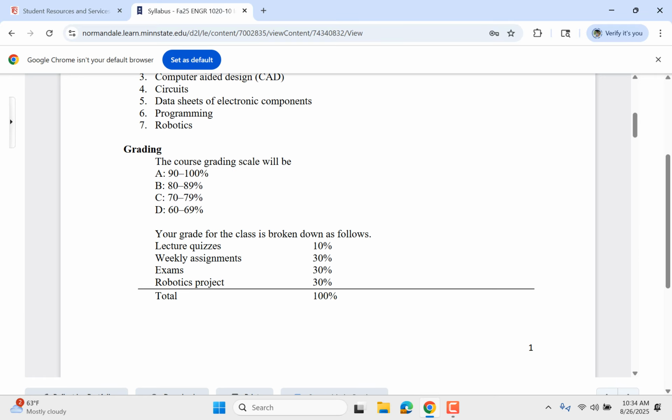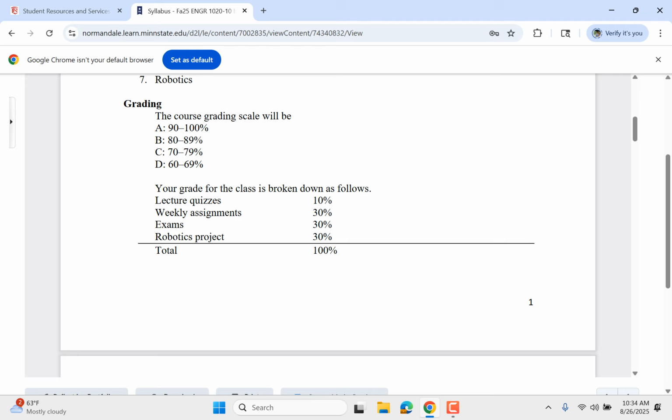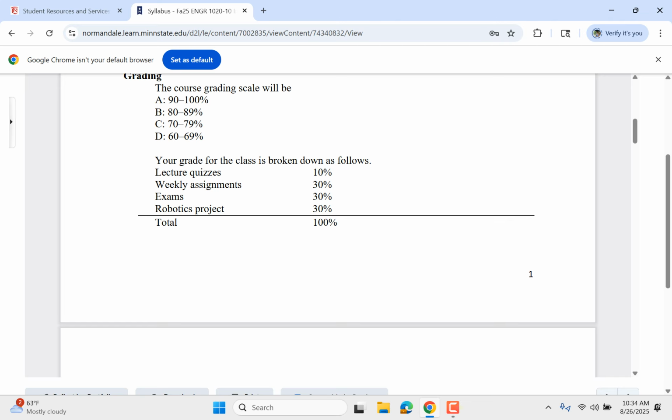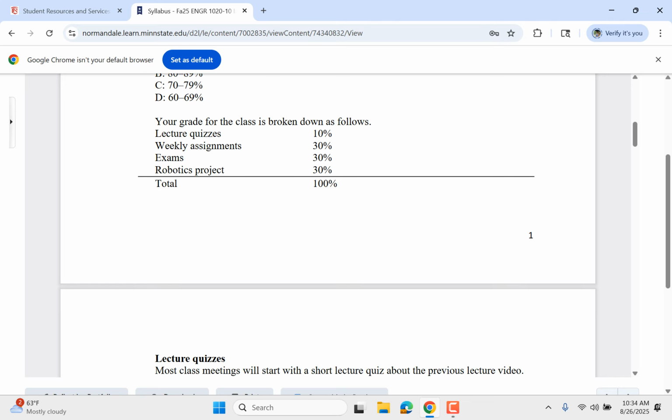Okay, so those are the weekly assignments, and those add up. We have 16 weeks of this class. Pretty much all of those weeks, you're going to have some kind of weekly assignment. And all of those together add up to 30% of your grade. So again, each individual one isn't worth a ton, but they add up.